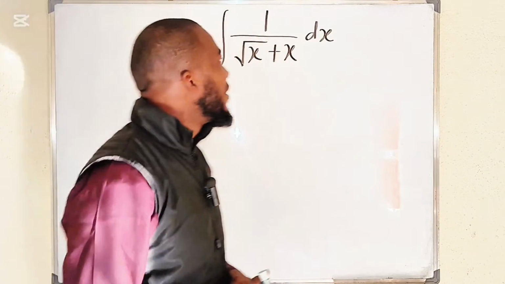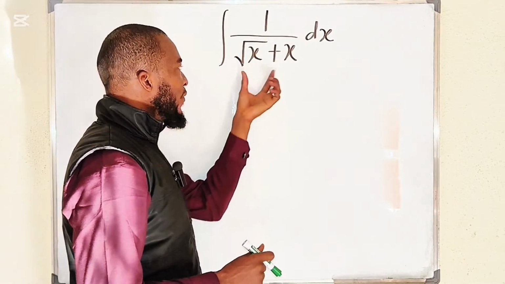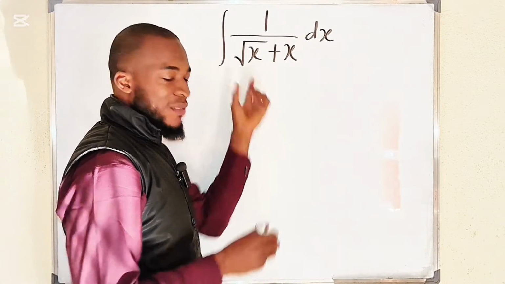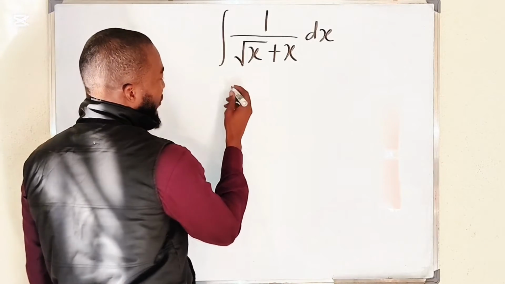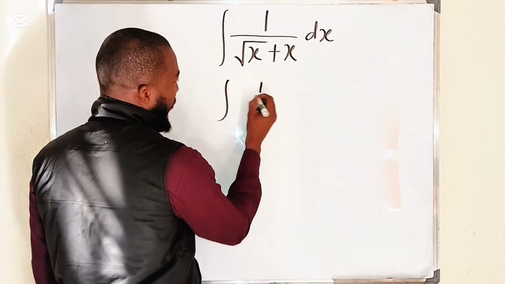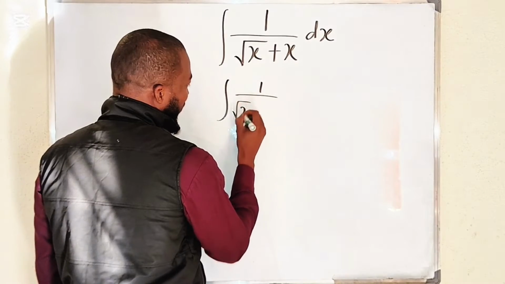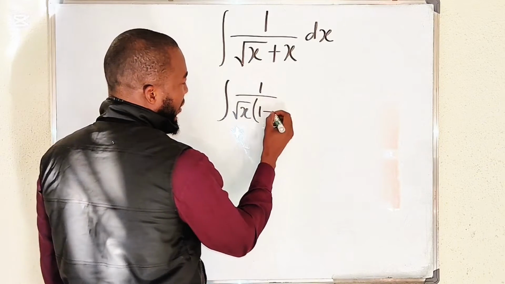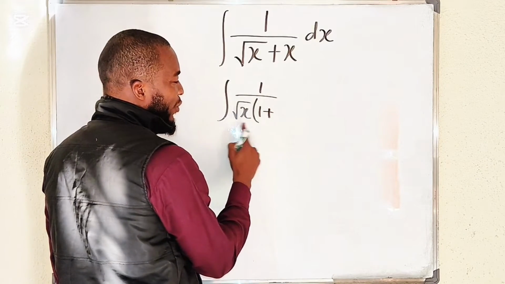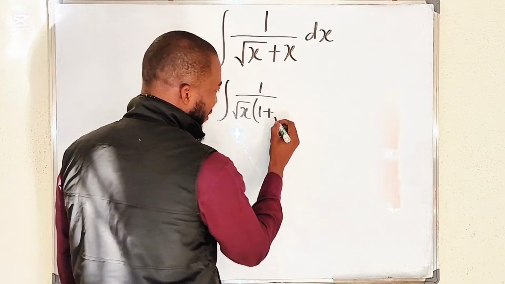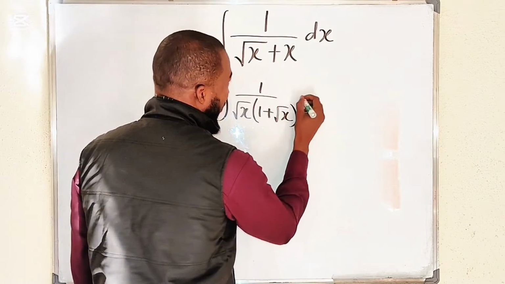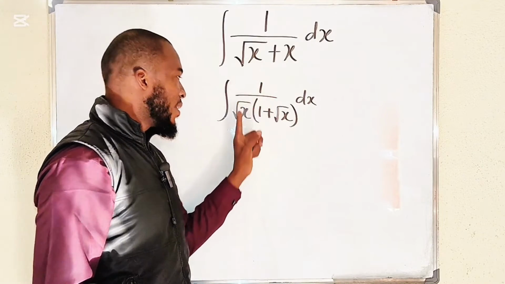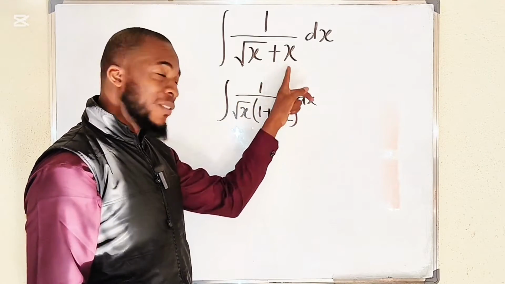Let's get started. Before we proceed, I would like to factorize the denominator by factoring square root of x outside. So this becomes the integral 1 divided by the square root of x. Inside, we're going to have 1 because this is outside. Then plus, what can we multiply by square root of x to get x? It is indeed square root of x, dx, right? Because square root of x times 1 is square root of x. Square root of x times square root of x is equal to x.